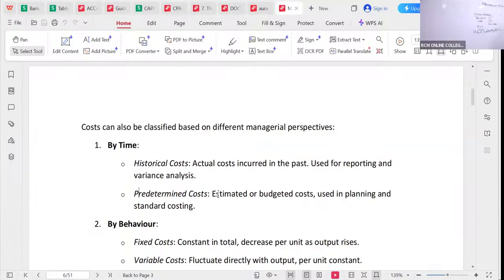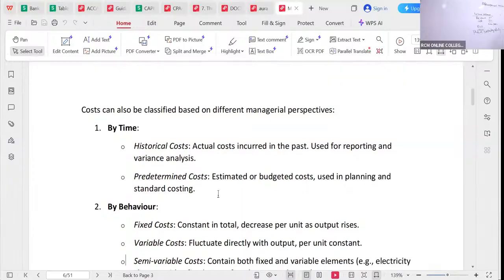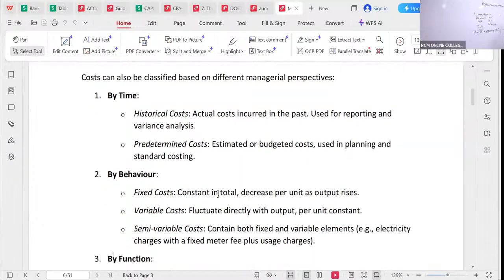Then we have number 2. The second classification is by behavior. Under behavioral classification, we have 4 types of costs. Are you able to remember them? Because you've done them with my colleague.